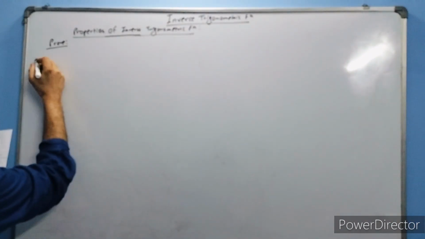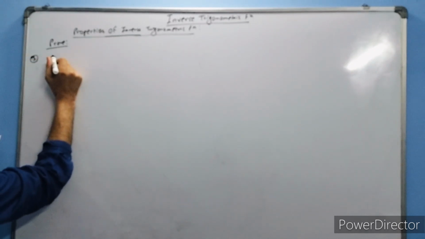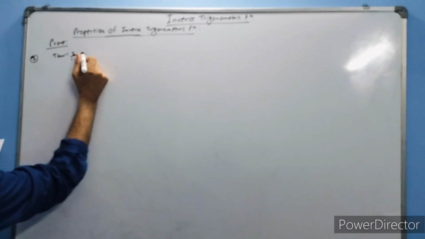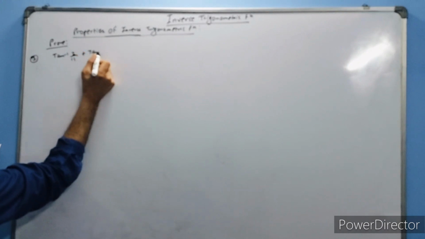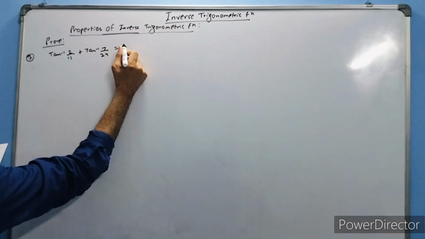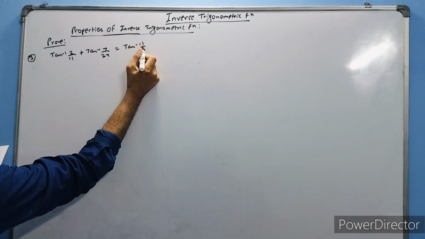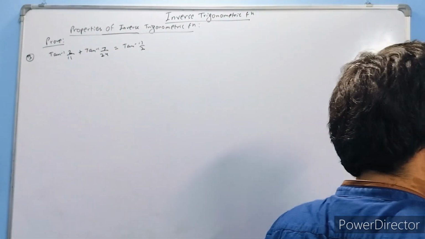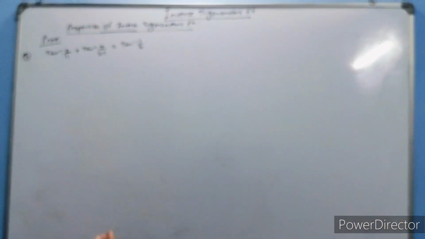We have the third question now. The third question is tan inverse 2 upon 11 plus tan inverse 7 upon 24. We need to prove it equals tan inverse half. What do we need to do? Let us try to solve the LHS first.